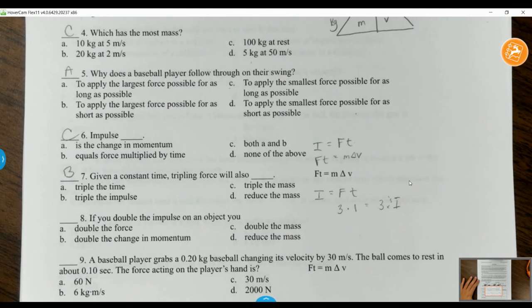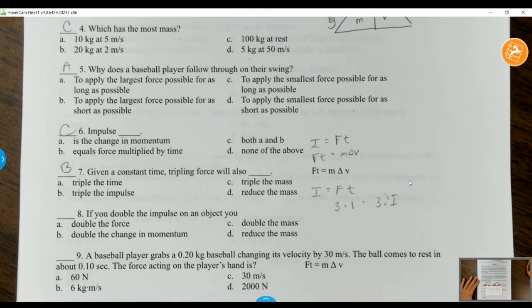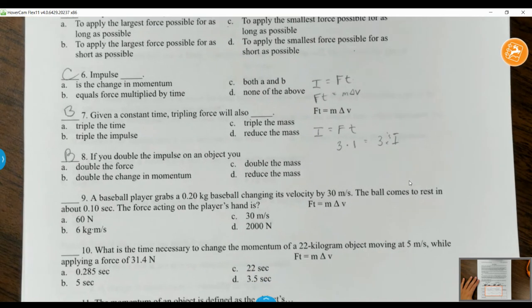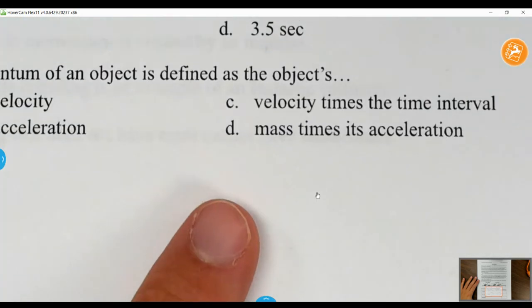If you double the impulse on you, it doesn't necessarily mean you're going to double the force. We're not going to change our mass over here. What happens is you're going to wind up doubling the change in momentum.